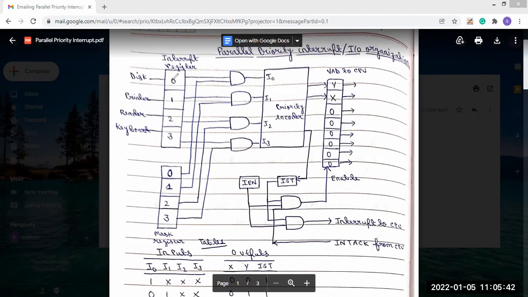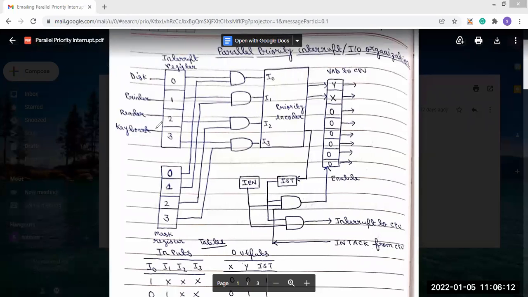The lowest priority is the keyboard, so we have put the keyboard at three. Now you may say that we have used only four input-output devices. We can use many more input-output devices, but here, for example, I have taken four.